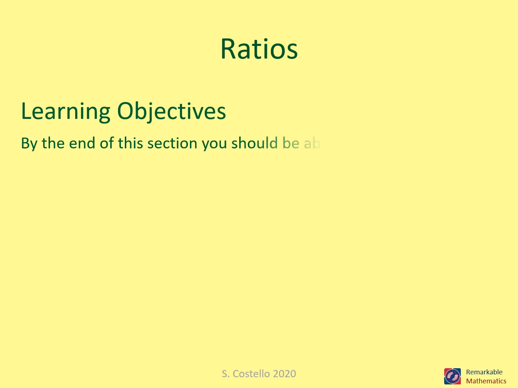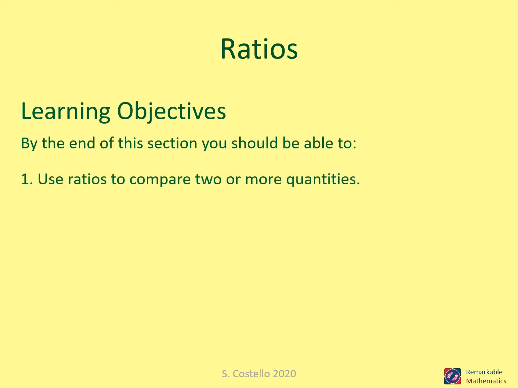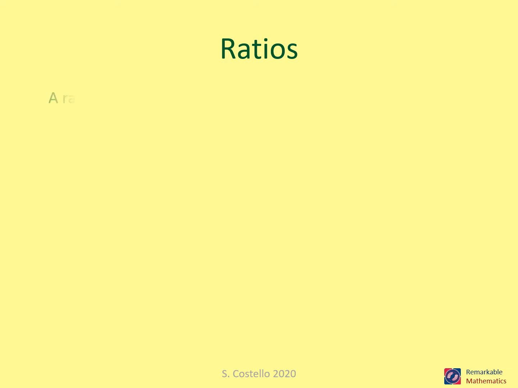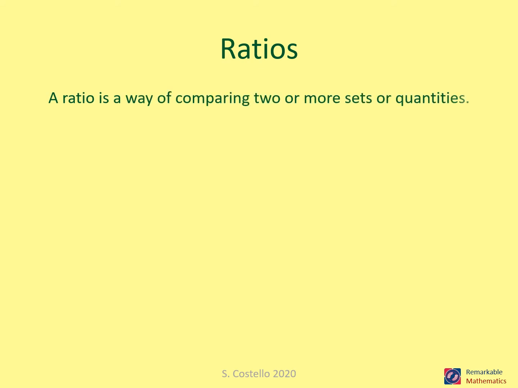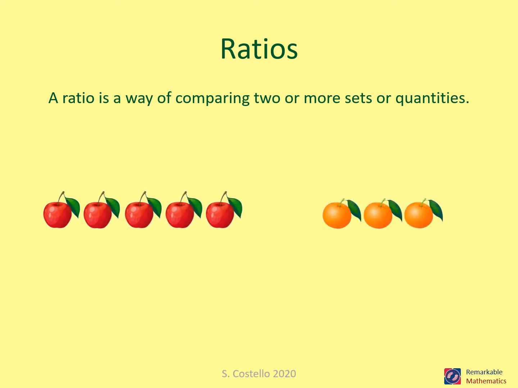Learning objectives. By the end of the section, you should be able to use ratios to compare two or more quantities and simplify ratios. A ratio is a way of comparing two or more sets of quantities. What is the ratio of apples to oranges? 5 to 4. There are 5 apples, 4 oranges.